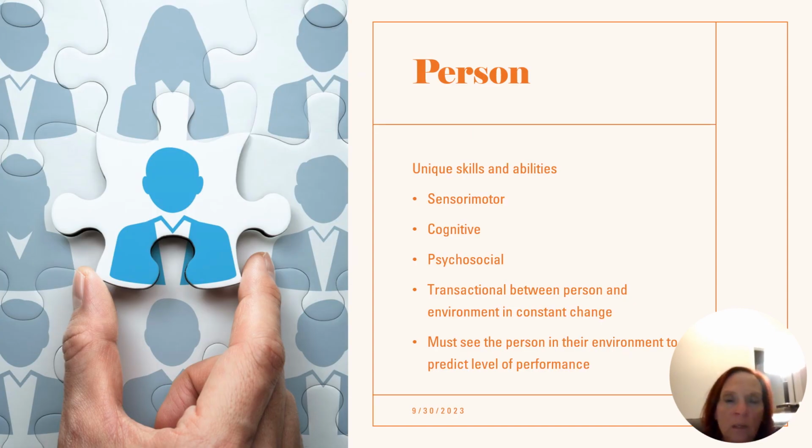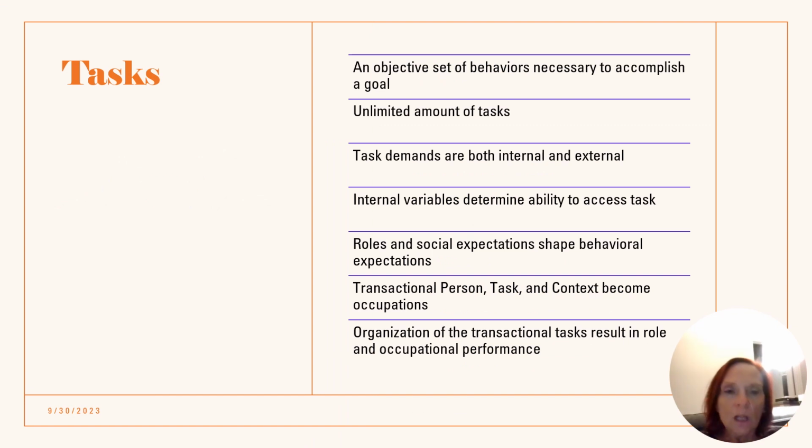The person has unique skills and abilities, and in this model it's broken down into sensory motor, cognitive, and psychosocial. The transaction between the person and environment is considered to be in constant change. Tasks are an objective set of behaviors necessary to accomplish a goal. You can have an unlimited amount of tasks. There would be a different amount of tasks for each occupation, I'm sorry, groups of tasks.